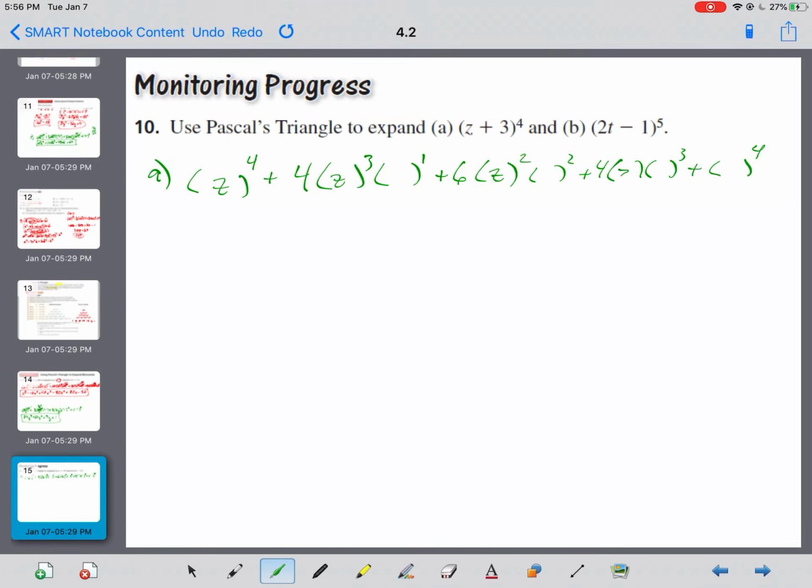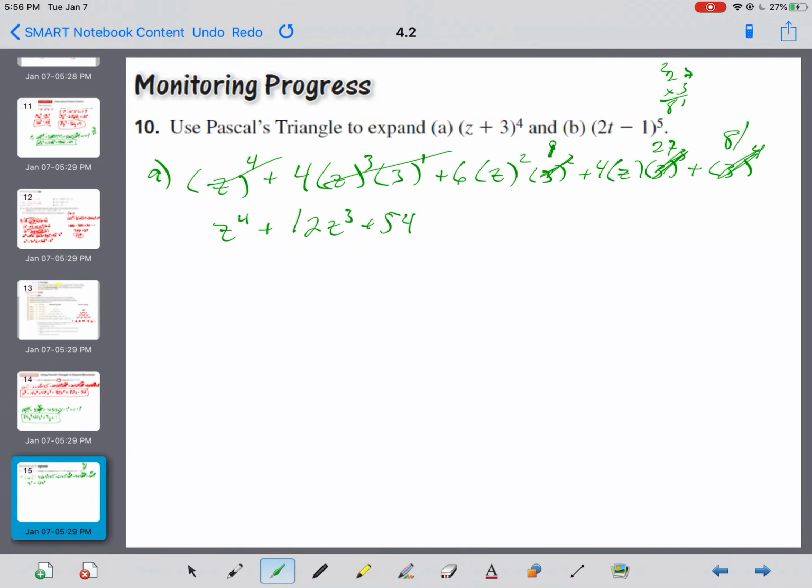Z goes in all the fronts. 3 goes in all the backs. 3 to the first is just 3. 3 squared is a 9. Doing my exponents first. 3 to the third is 27, and 27 times 3 is 81, okay. So z to the fourth plus 12z cubed, gotcha.